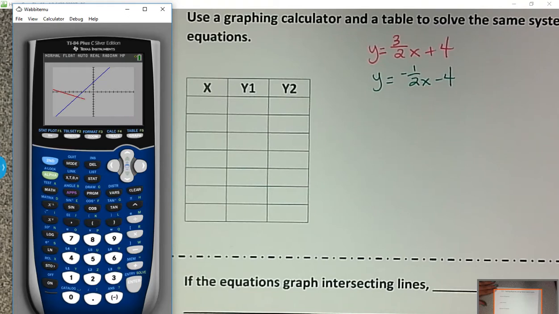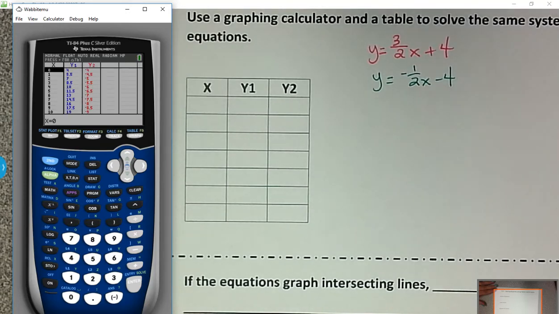But when you look at the graph on the calculator, you don't have the grids to look at. So you can't really count left or right, up or down to see where they intersect at. So if you're planning on using the calculator, you've got to be able to look at the table.